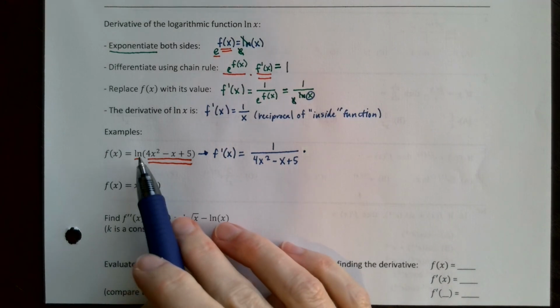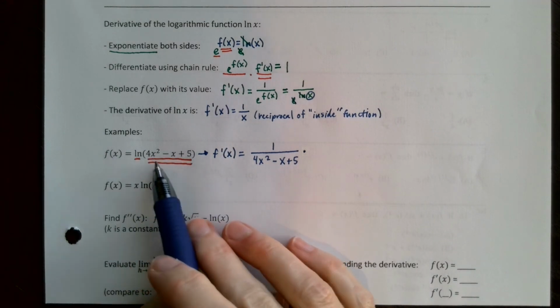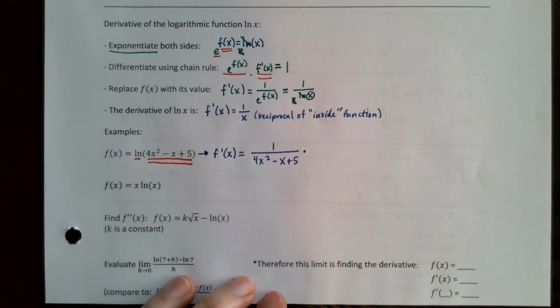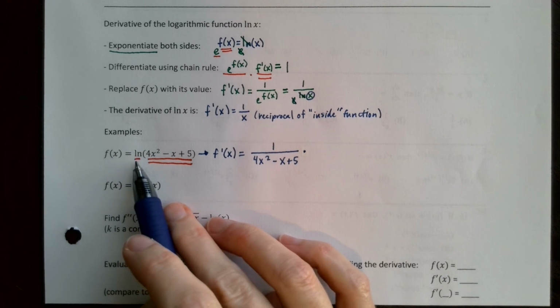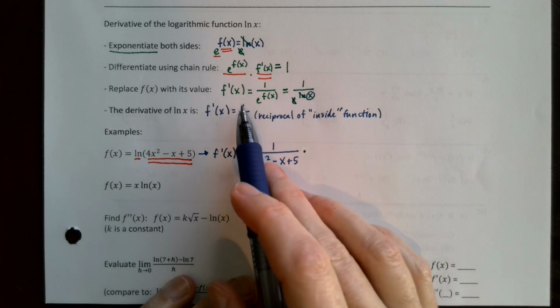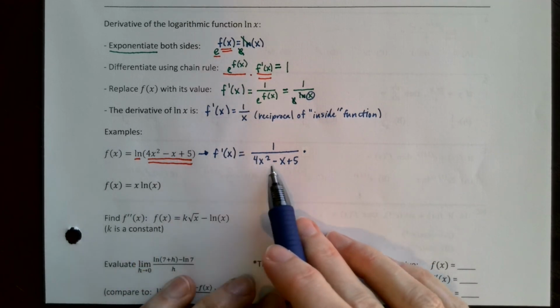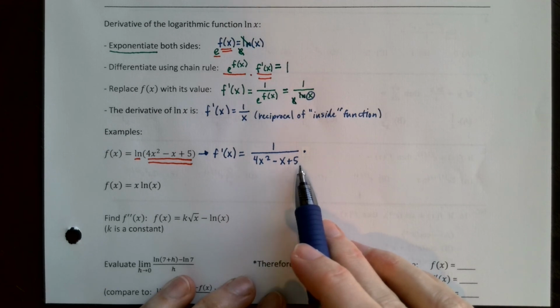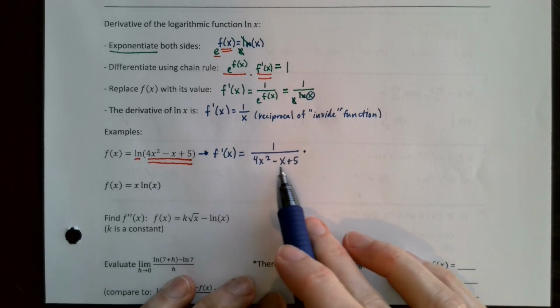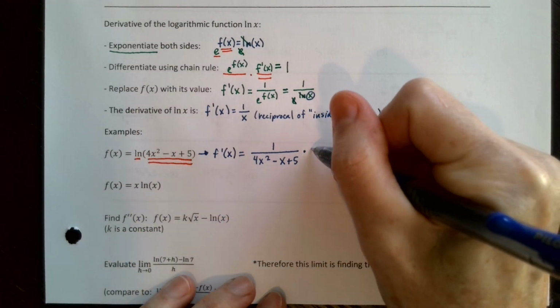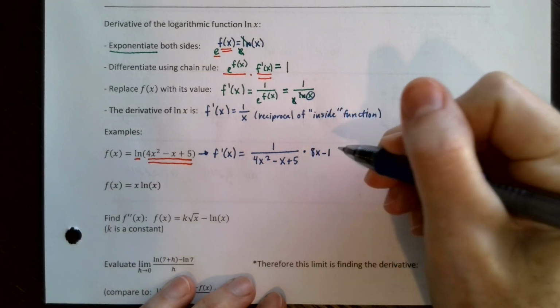So in this first example, we have the natural log of some function other than x. And so when that happens, it will always create a chain rule situation that we need to deal with. So chain rule, the natural log would be the outside function. So I'll start with that derivative. And we just learned it's 1 over that inside function. So it's 1 over that trinomial 4x squared minus x plus 5. So that expression is our outside derivative. And our inside derivative of the trinomial would be 8x minus 1.